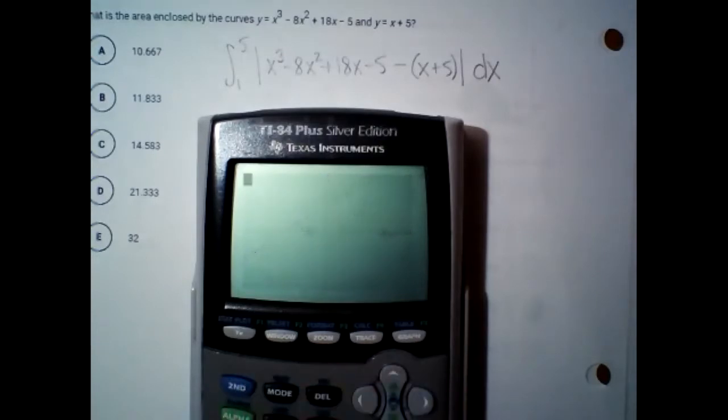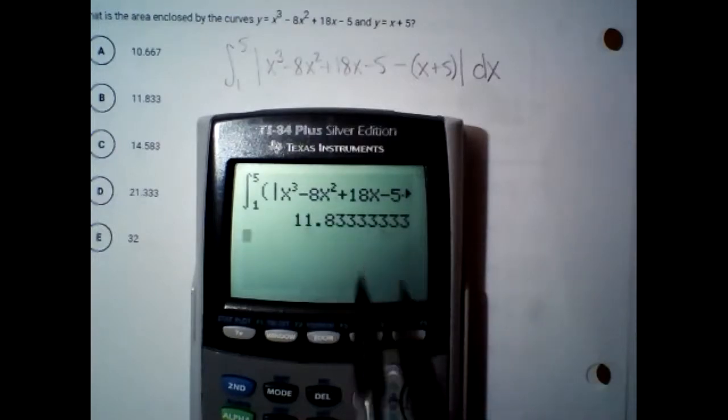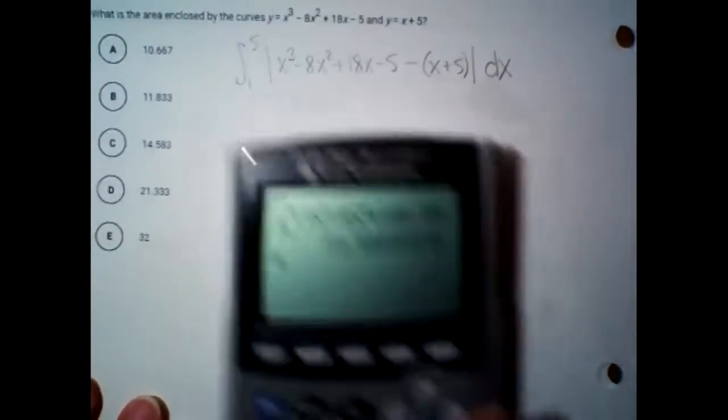So let me clear out of here and type in this integral. So absolute value, x to the third minus 8x squared plus 18x minus 5 minus parenthesis x plus 5, close parenthesis, dx. And then this may take a minute because the absolute value, oh no, it did it really quick. All right, 11.833. So that one is B.